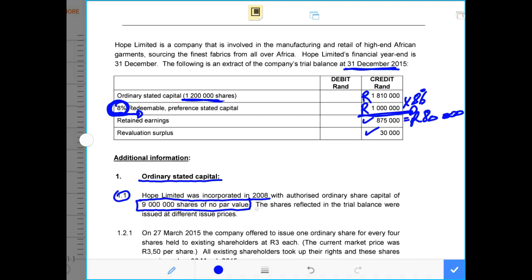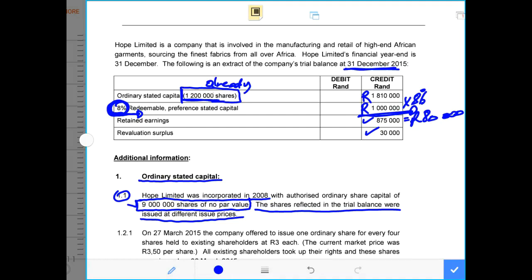And it further says that the shares reflected in the trial balance were issued at different prices, and we have seen that the company has already issued 1,200,000 ordinary shares. These shares are the shares that are already issued. So if these shares are already issued, that means obviously they were taken out of the ones that were authorized, which is 9 million. The authorized shares are the limit the company can issue up to. That means the company can issue up to 9 million shares, but they are not allowed to exceed the 9 million shares.